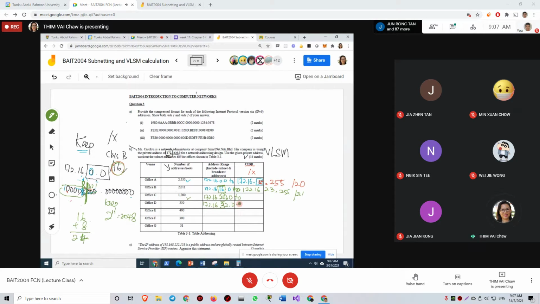172.16 to, okay, this one is 172.16.31.255/21. Okay, so this one is 550. I'm going to keep 10 bits. 2 power by 10, I will have 1024. So that's why 10 bits over here. If that is a 10 bit, my magic number is 4 already.